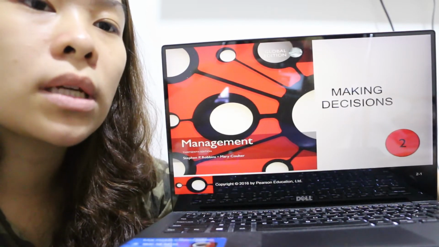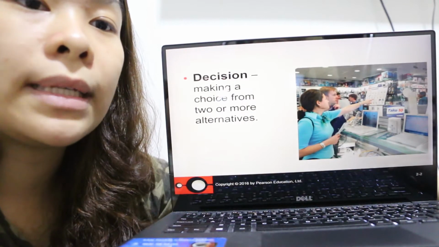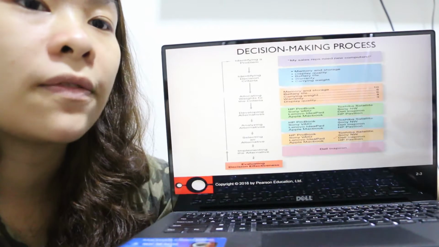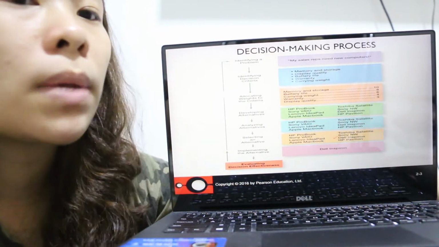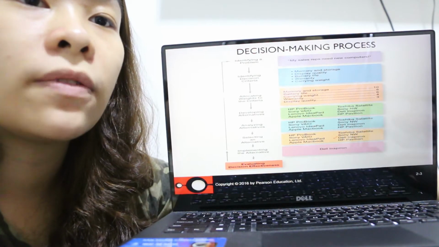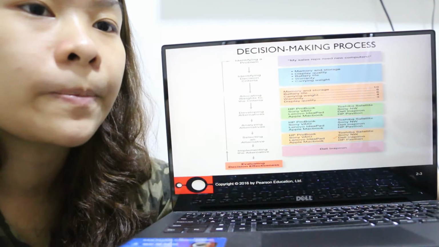Today we would like to talk about a topic, making decision. You may know that decision means making a choice from two or more alternatives. And here is a decision making process. This process has steps from identifying a problem to evaluating decision effectiveness.